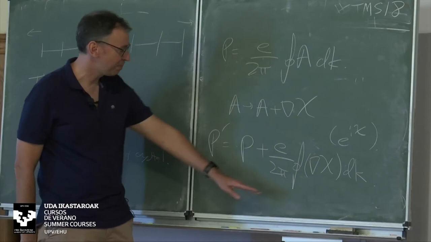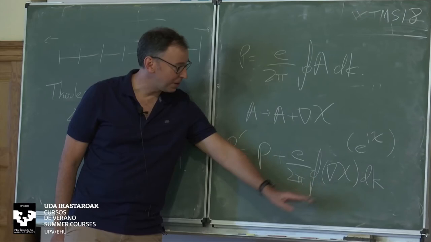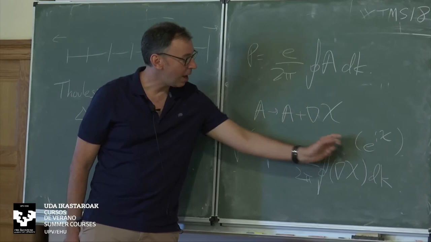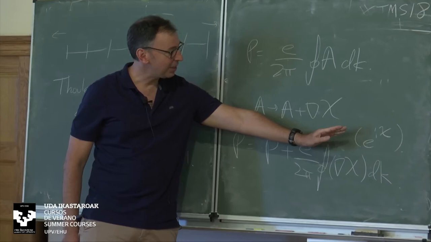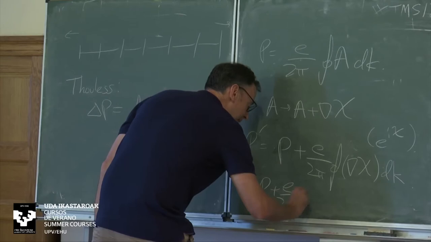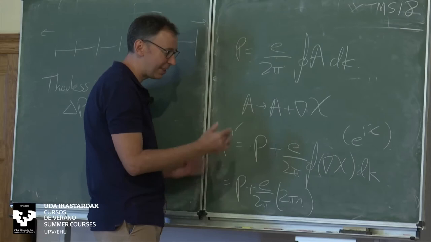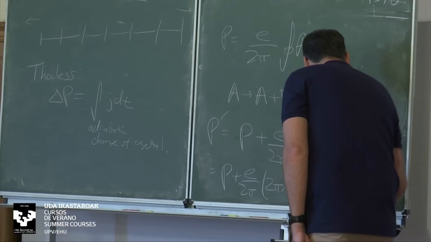So OK, you say, well, this should be the difference in chi between the beginning of the integral and the end of the integral. But now remember that chi is just a phase. So in the process of going around the Brillouin zone, chi doesn't exactly have to come back to where I started. It can come back to where I started plus 2 pi n. So this is p plus e over 2 pi times 2 pi n, where n is the winding number of the gauge transformation. And the term large gauge transformation means a gauge transformation that is topologically non-trivial. That's what this is. So that's P plus n e. So that says polarization is only well-defined up to an integer addition.